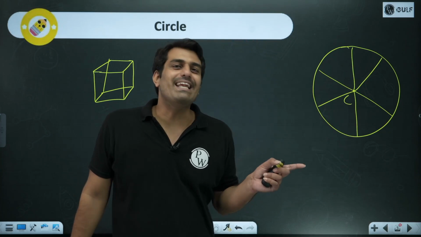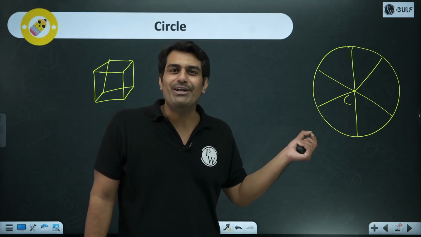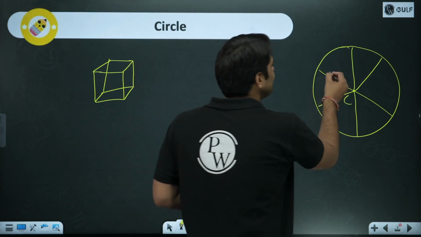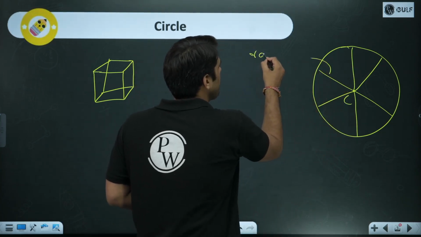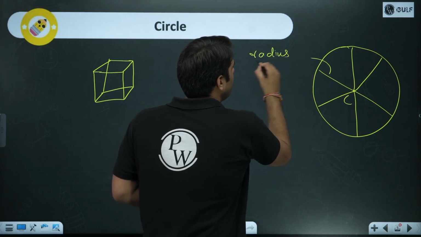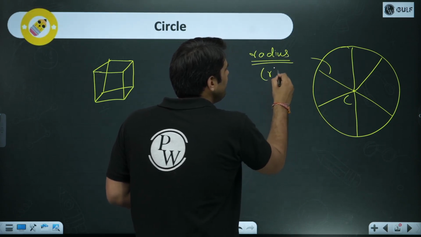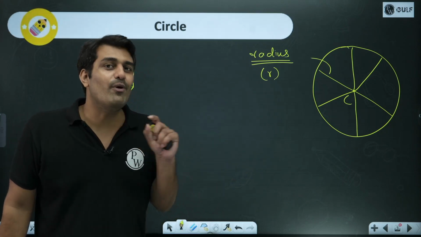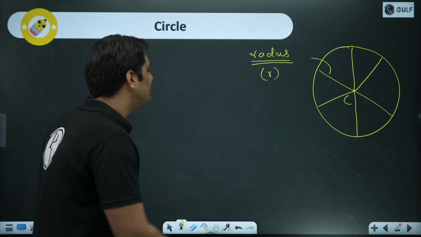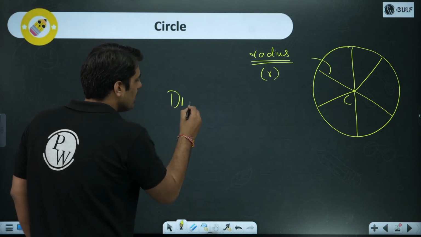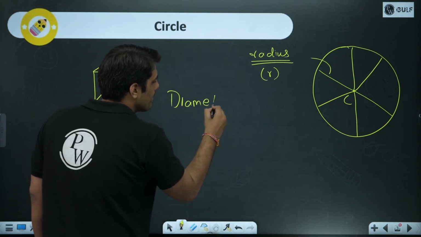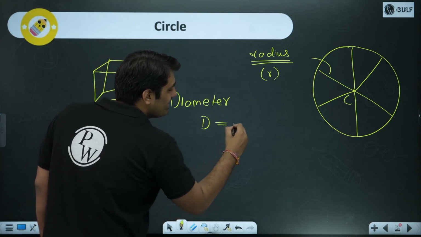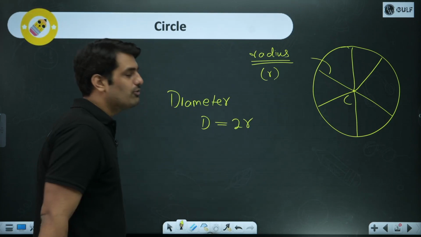Now you can tell me the name of that distance which you are quoting over here. The name of the distance is radius. We call it radius, represented simply by r. There is a big brother of radius, which is called diameter. Diameter is represented by d, which is equal to 2 times r.